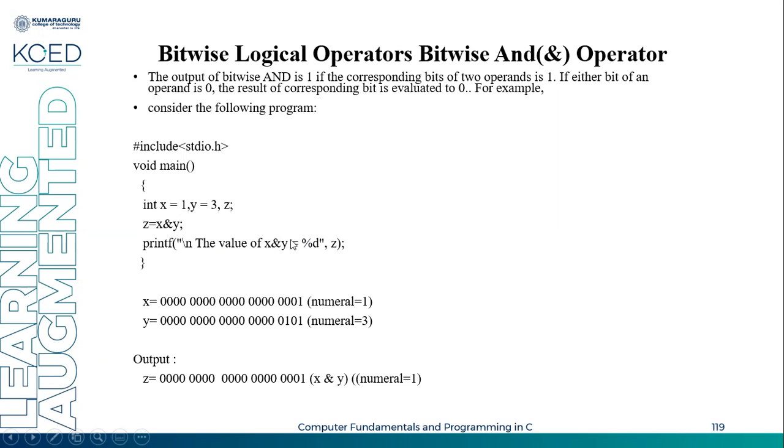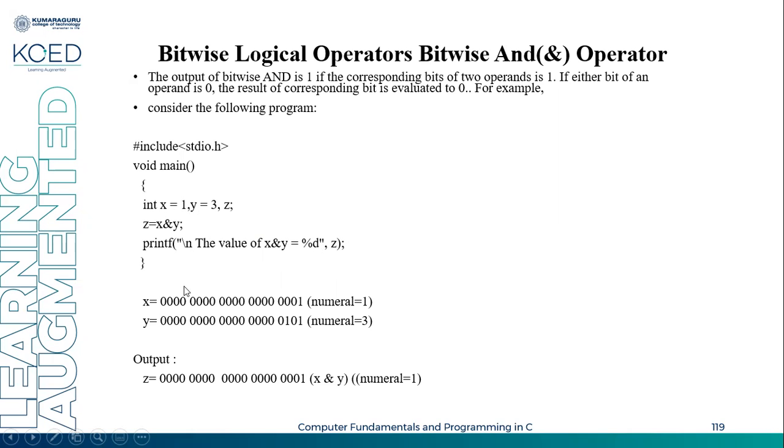So "The value of x & y equal to" is a string, and \n is the new line character. The %d is the format specifier for an integer. After the double quotation and comma, it will look for the first integer variable and replace the format specifier with its value. So the z value will get printed here. So we'll see what will happen.